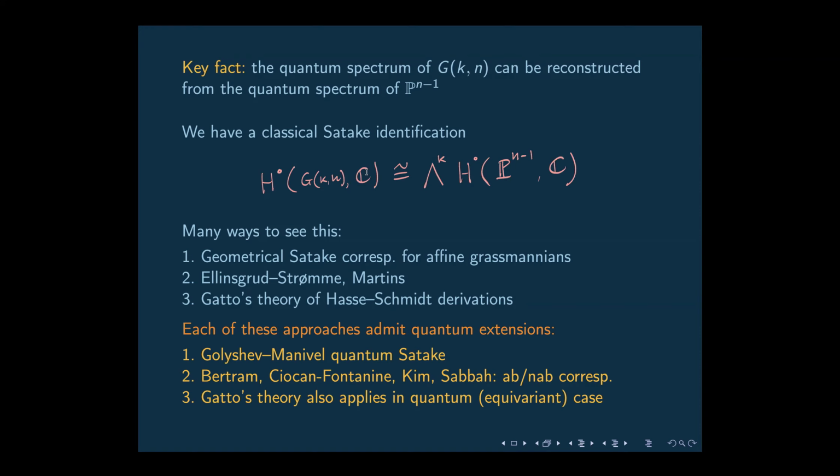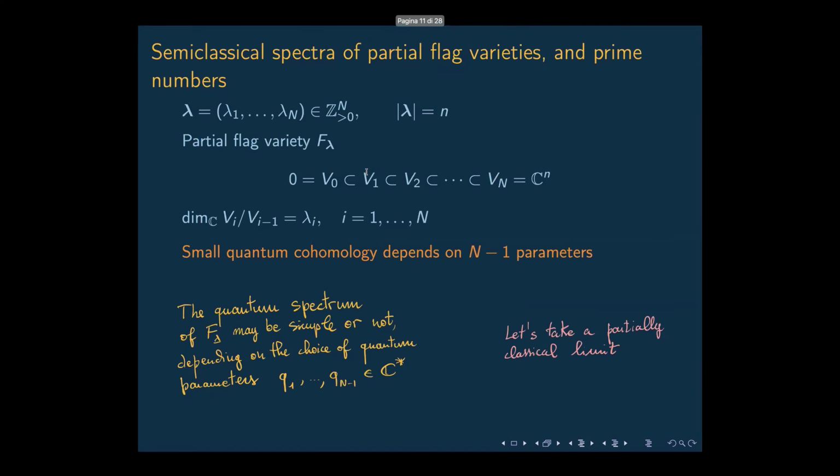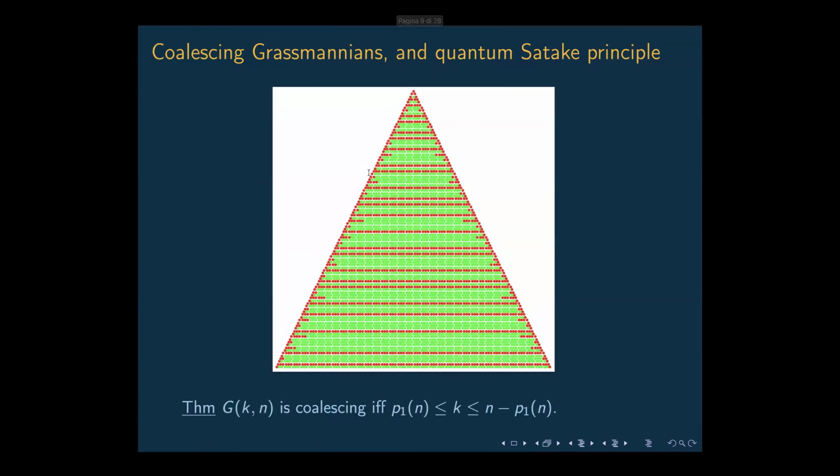All right. So what I wanted to do then is the following question. I wanted to understand such a phenomenon that I noticed for Grassmannians. Is there any hope to see something like that for more general partial flag varieties?